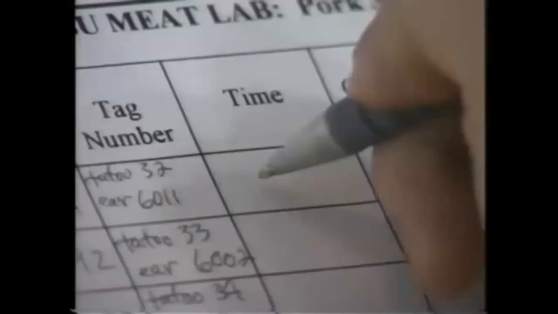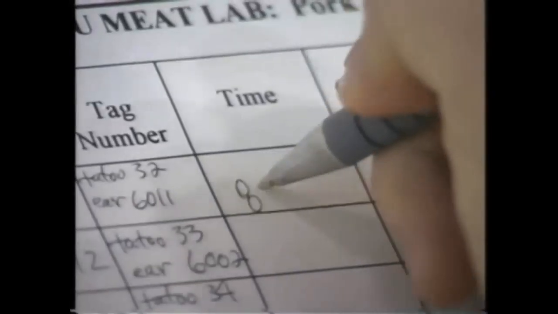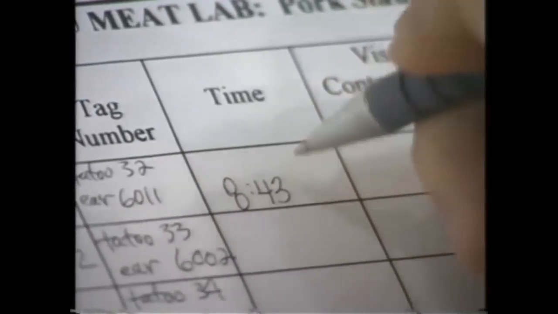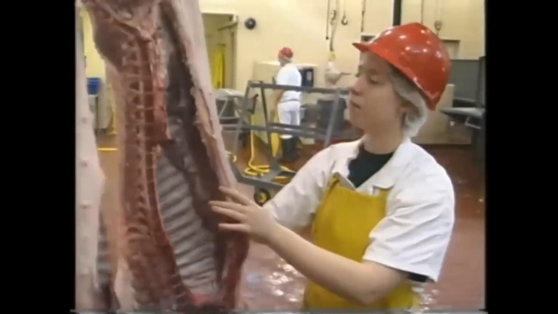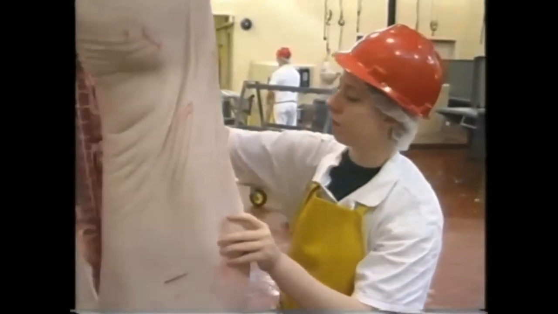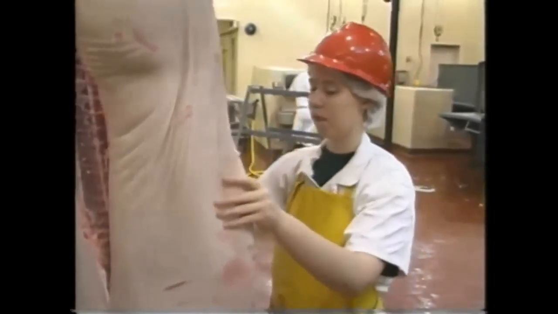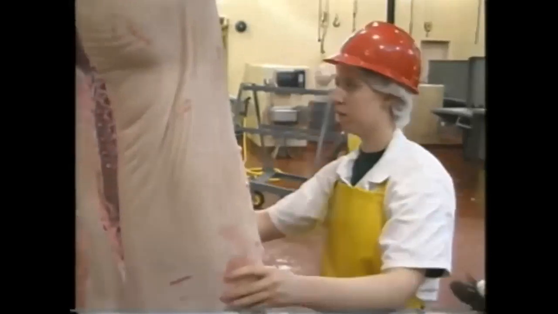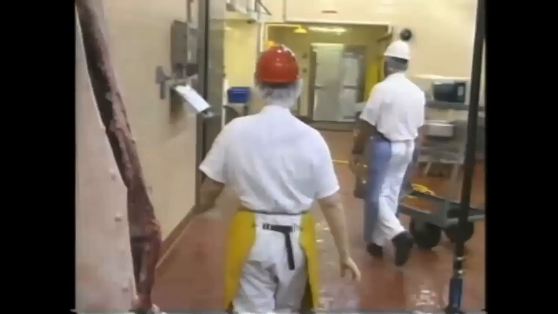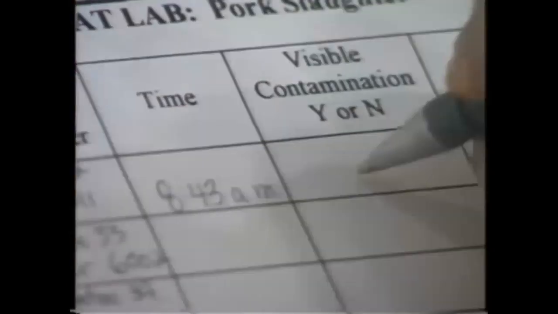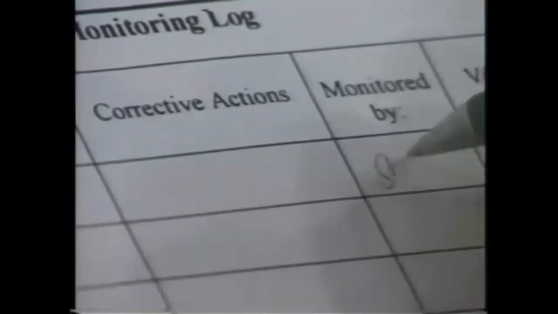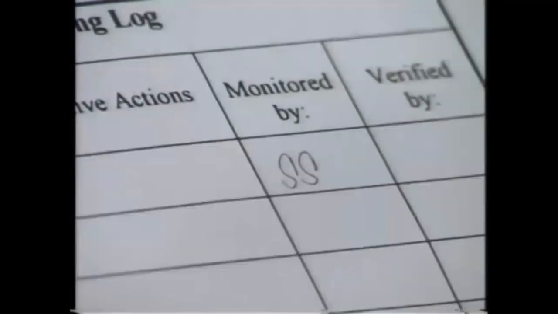As hogs are slaughtered, the date, time, lot number, and tag or tattoo number is entered into the monitoring log. The designated employee monitors this CCP by carefully looking over each carcass for fecal, ingesta, and milk contamination. Seeing none, this employee records on the monitoring log the time of check, Y or N for yes or no, under the visible contamination column, and initials the record.